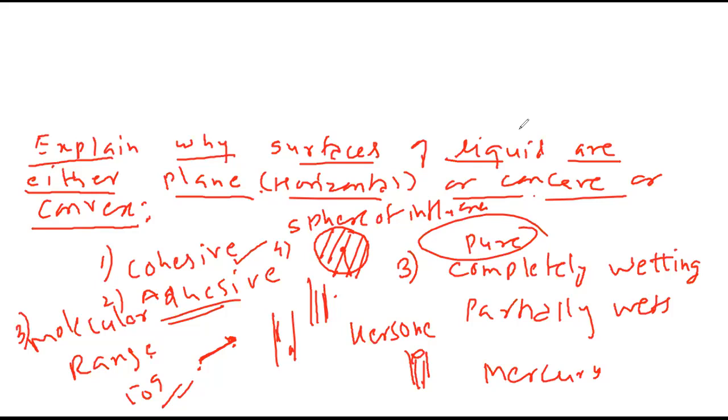So I have to explain why there are three different types of surfaces for three different liquids. One is plane, other is concave, other is convex. The three liquids are completely wetting, partially wetting, not wetting. See, one by one.